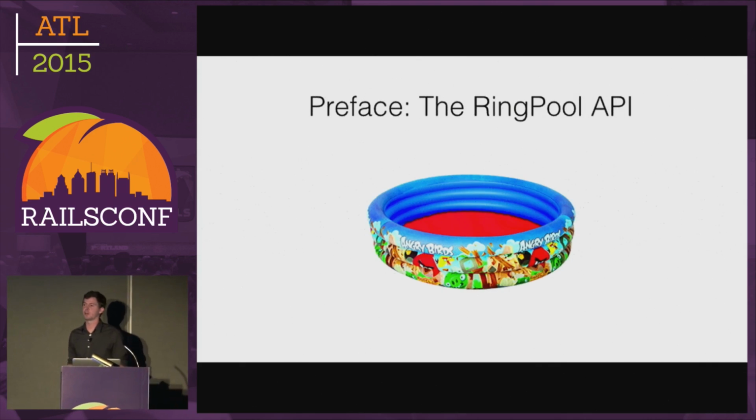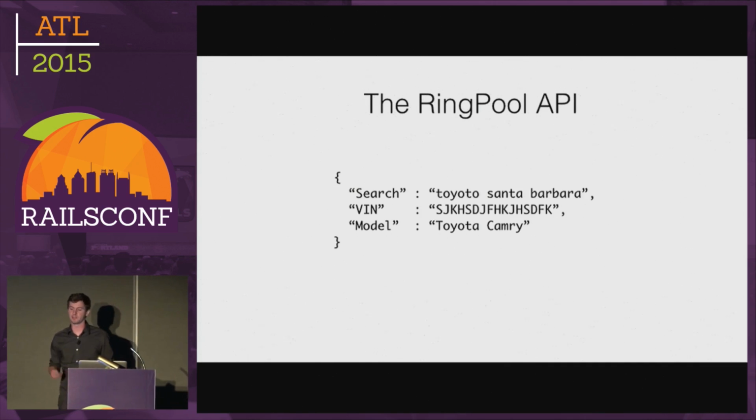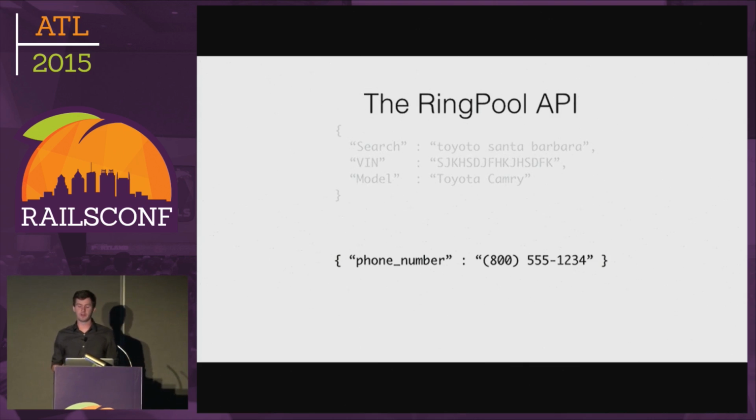So before we get too far into things, a little background on the API that we had to scale is necessary. It's called the ring pool API. The ring pool API allows you to track calls similarly to how you would track a web click. You pass us a unique set of parameters, and we'll give you a unique phone number back. And if that phone number gets called, it shows up in reporting and allows you to make more intelligent decisions about where you're spending your marketing budget.